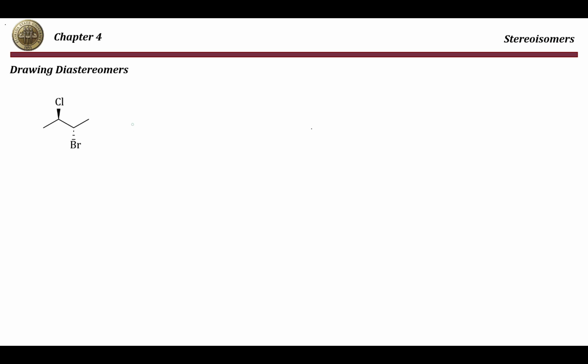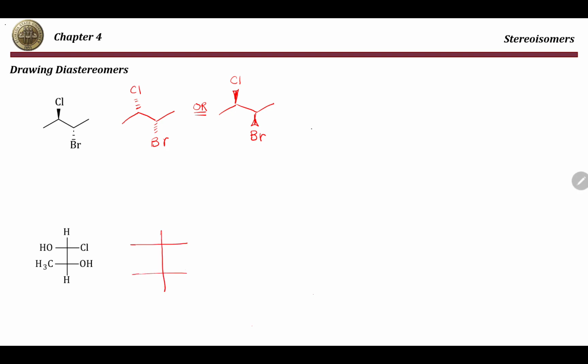So for example, in this case here, I can draw a diastereomer by changing the wedged Cl into a dashed Cl and keeping the Br as it is. Or I can change the other one, which is wedged Cl will stay as a wedged Cl, and then we will have a wedged Br. So you can change one in this case, but not all of them, because if you change all of them, those will be enantiomers.